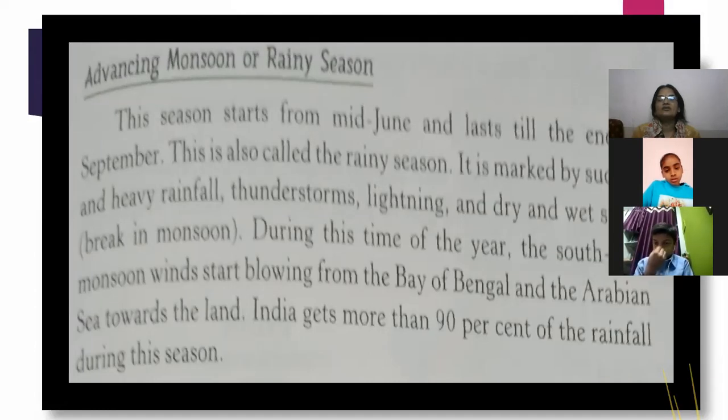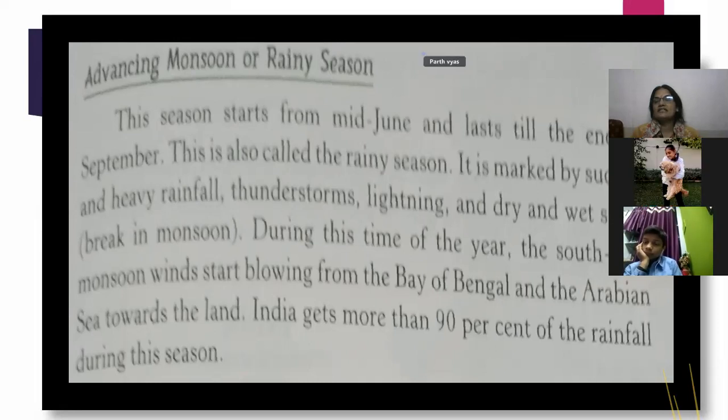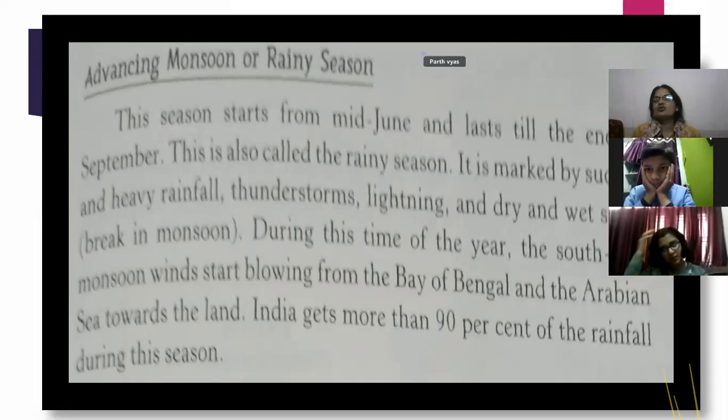During this time of the year, the southwest monsoon wind starts blowing from the Bay of Bengal and the Arabian Sea towards the land. See, we have two types of monsoon, southwest monsoons and northeast monsoon. Southwest means the winds blowing from Indian Ocean, Arabian Sea and Bay of Bengal that brings the rainfall. And the northeast monsoon, the winds which are blowing back from Himalayas and going back to the sea, also brings the rainfall. You might see yesterday we had heavy rainfall. So that is called northeast or retreating monsoon.